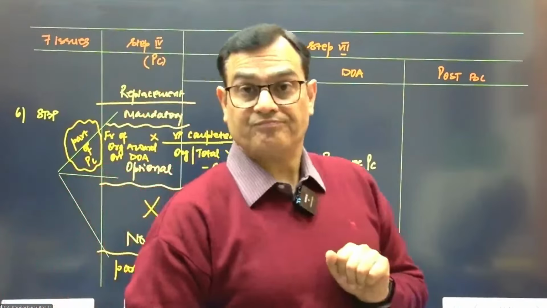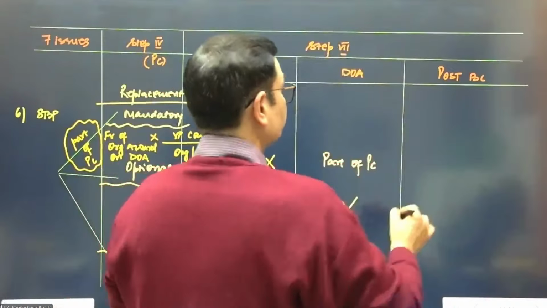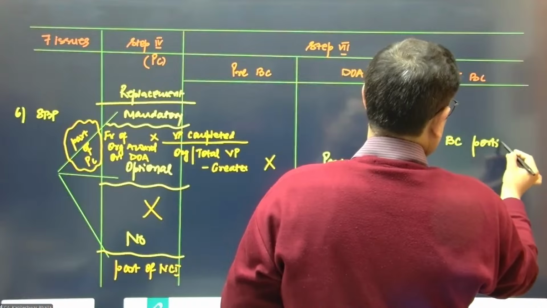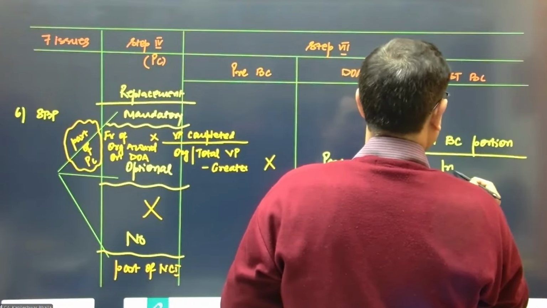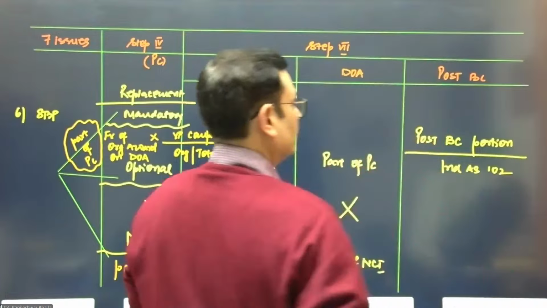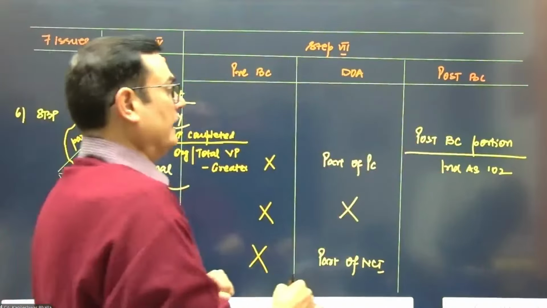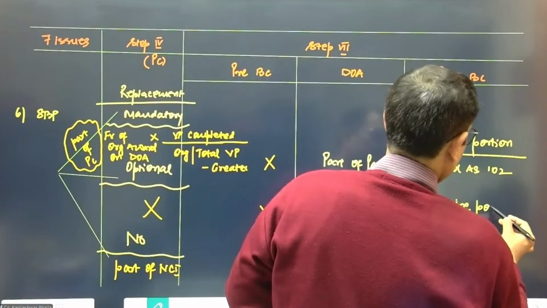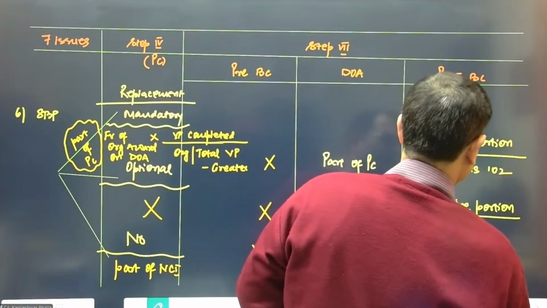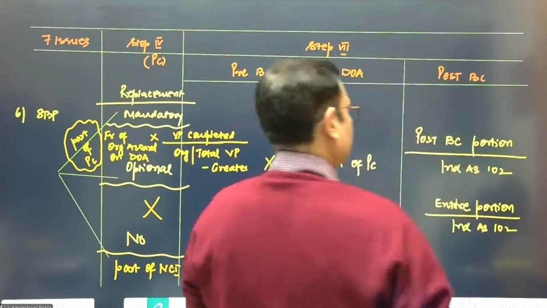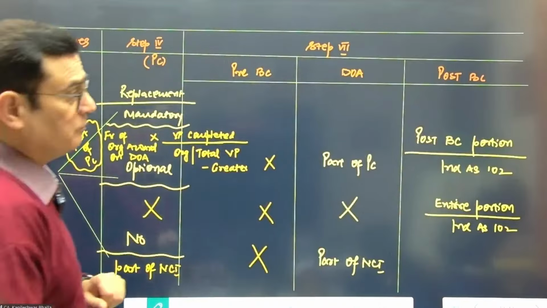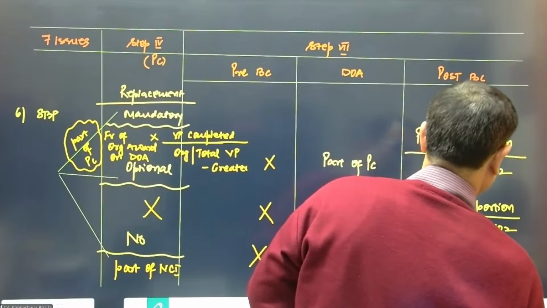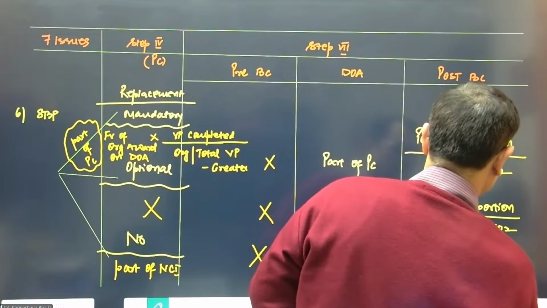Can I say IndAS 102 for the post-business combination portion? So for the post-business combination portion, can I say we would apply IndAS 102? And can I say in the second case for the entire portion, we will apply IndAS 102? And what about no replacement? Again, post-business combination, 102. So in this case, for the post-business combination portion again, we'll apply IndAS 102.